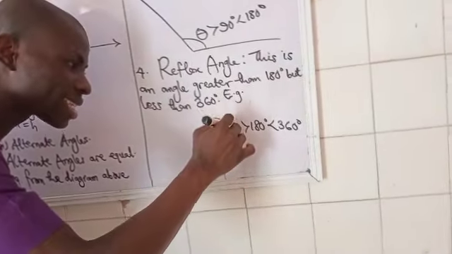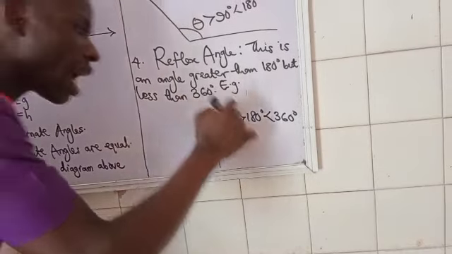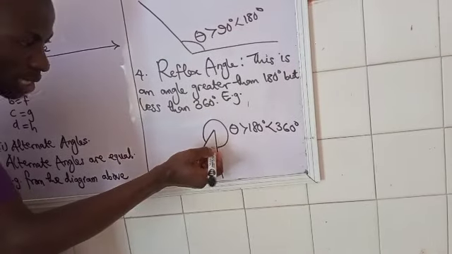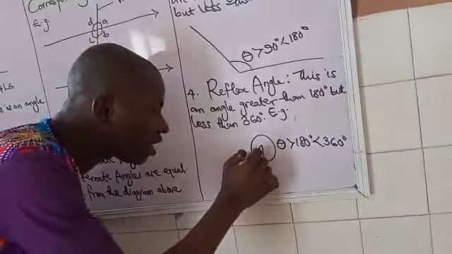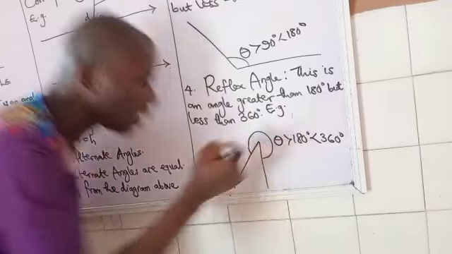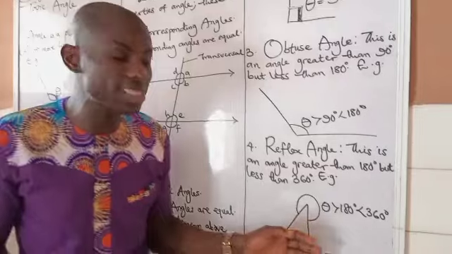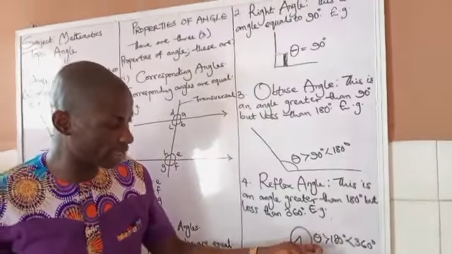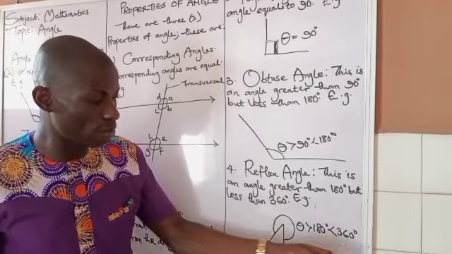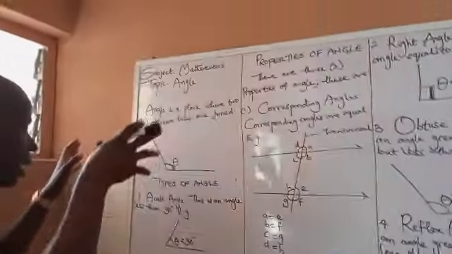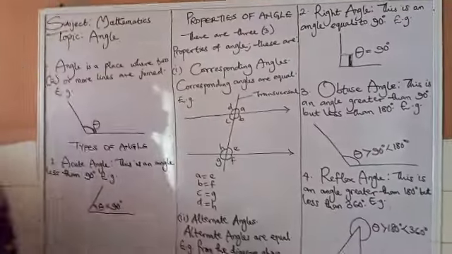If you look at the board very well, you will discover that this is a very big angle. It's almost forming a circle, but the circle is not closing. So from here down to this place is what we call a reflex angle. The reflex angle is greater than 180 but less than 360. That's why you see theta greater than 180 but less than 360 degrees. So that is all about the definition of angle and types of angle.